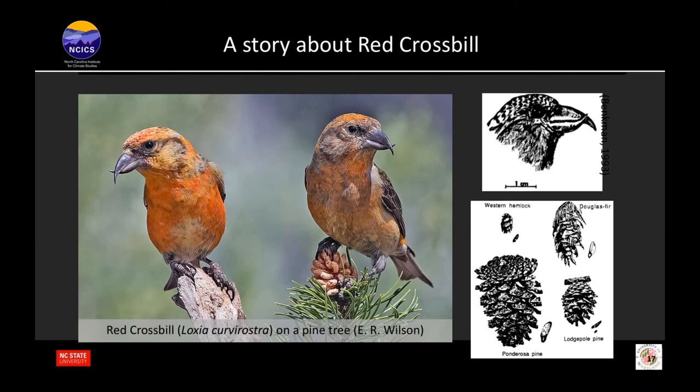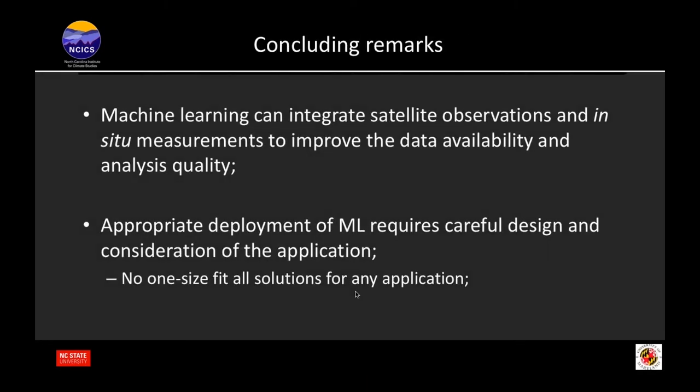To conclude my part, with two minutes left: the first conclusion is that machine learning can be used to integrate satellite observations with in-situ measurements to improve the quality of temperature data sets for further climate analysis. But the proper deployment of machine learning requires careful design. That has been touched on by previous speakers, by Rob and by other people as well: there is teamwork. It's not just one person building the model and applying it across scales. That will be all for my presentation.